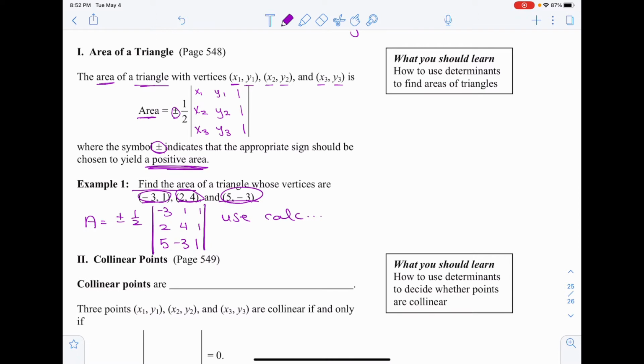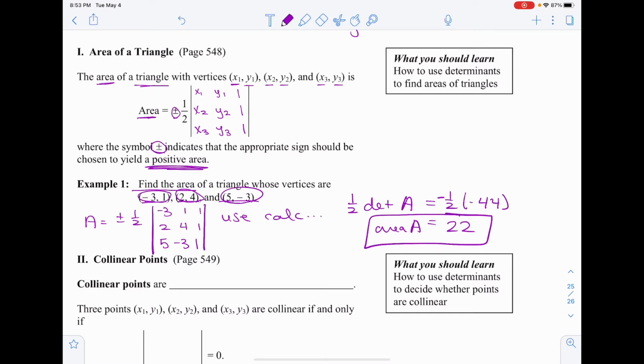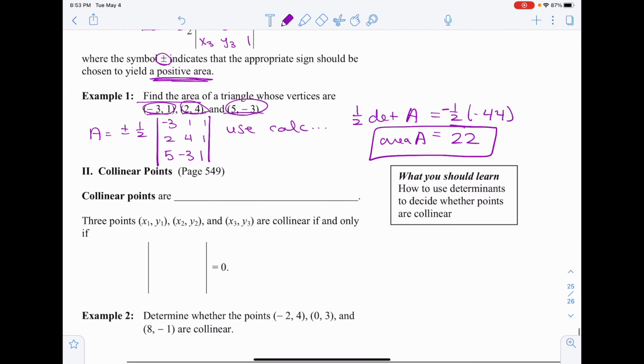Find the determinant of it. So if I take 1/2 times the determinant of that matrix A, I'm going to get 1/2 of -44. So make sure if it's plus or minus, this is going to be a -1/2, because then a -1/2 would be a positive 22. So the area of that triangle represented by matrix A is 22 units squared.